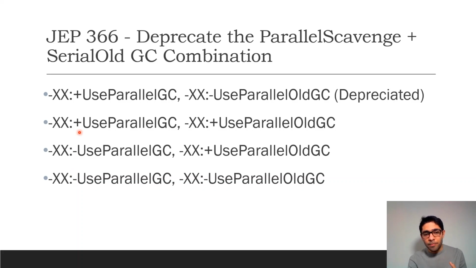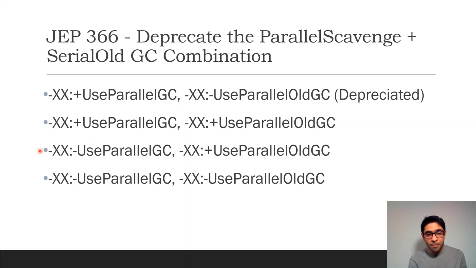This option suggests that we want to use parallel GC for both the young generation and the old generation. By default, if you pass this argument standalone, it will enable parallel GC for both the major and the minor. So there is no need to pass this redundant flag.